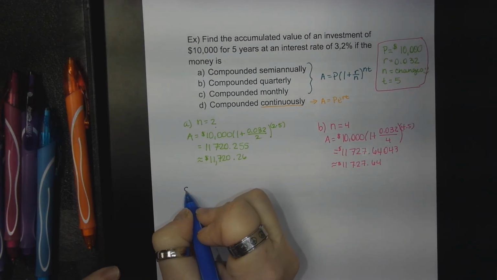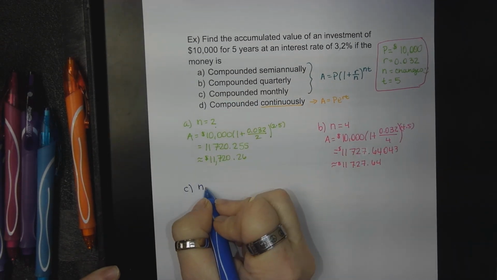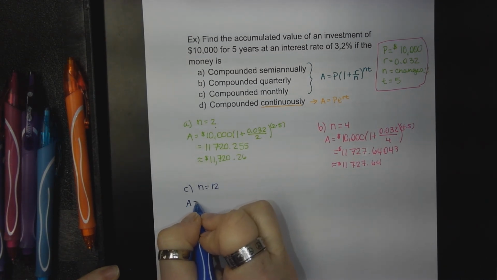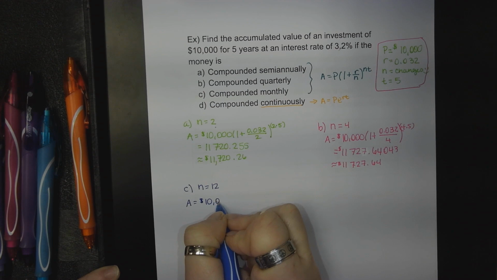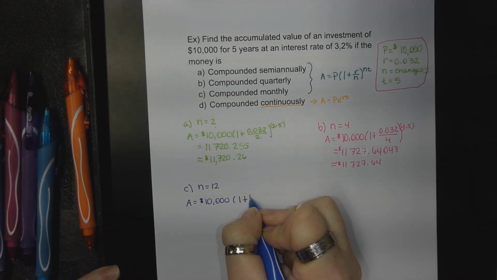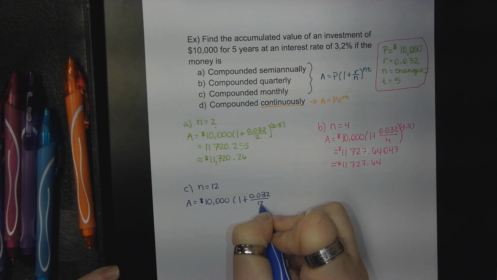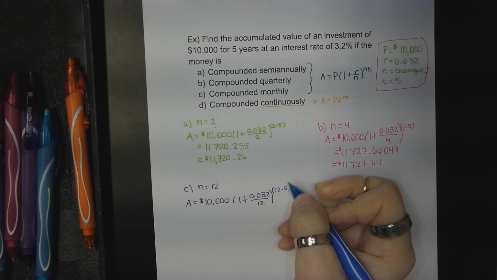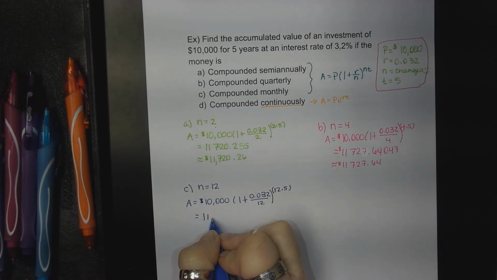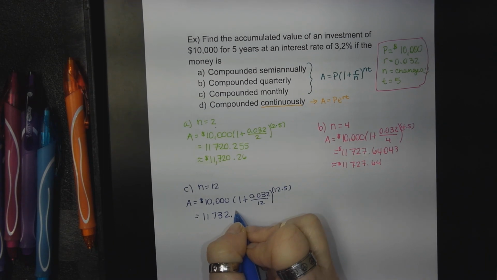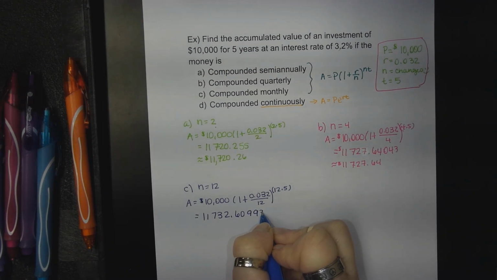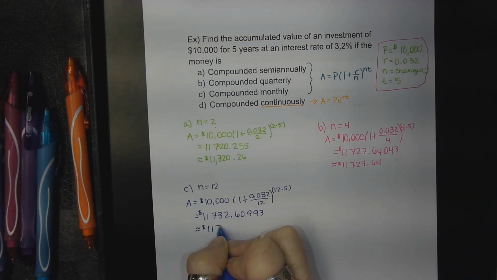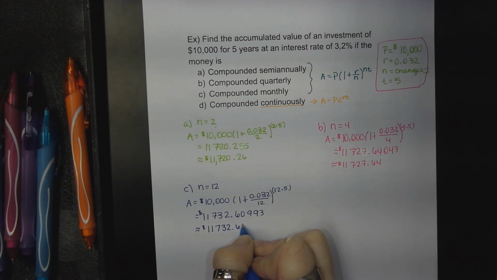Now let's look at C. Compounded monthly, so there are 12 months in a year. And now we can just plug and chug again. A equals 10,000 times 1 plus 0.032 over 12, all raised to 12 times 5. And that's going to equal $11,732.60993. And again, we'll round that to $11,732.61.